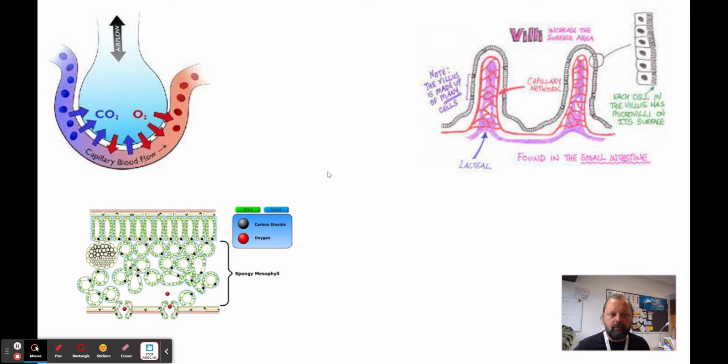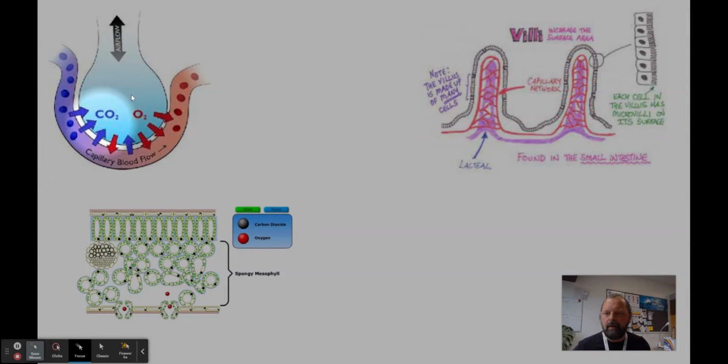All living things are adapted in order to be able to get materials in and out of their cells as fast as possible, and that means being adapted to be efficient at doing diffusion. So some examples you can see here. You can see in this diagram an alveolus, which is one of the many air sacs inside your lungs, giving your lungs a large surface area for oxygen to diffuse into your red blood cells and carbon dioxide to diffuse out of your blood so you can breathe it out.